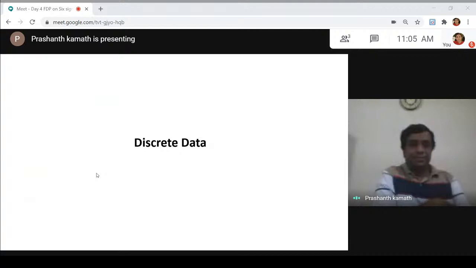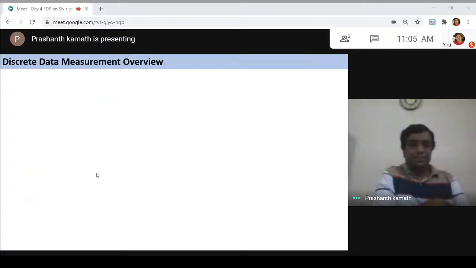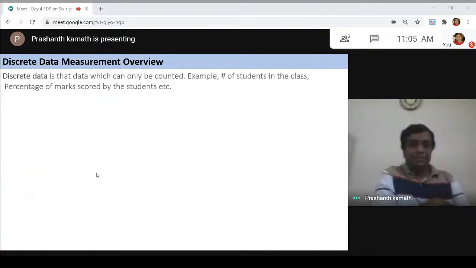Okay, discrete data, the definition is very simple and straightforward. It is that data which can be counted. Simple, which can be counted. Example, number of students in the class, percentage of marks scored by the students, etc. Some simple but easily understood examples of discrete data, right?